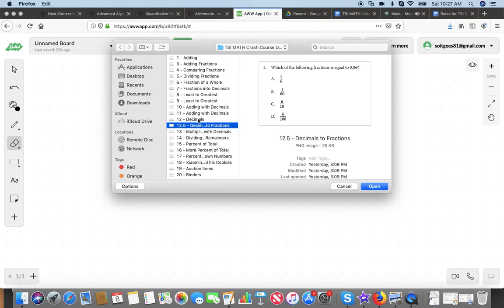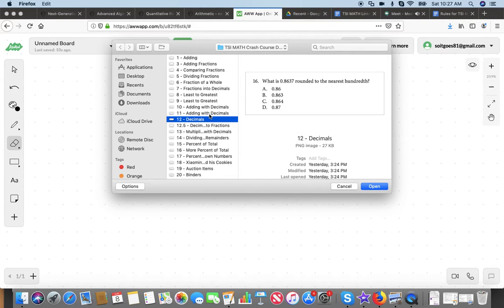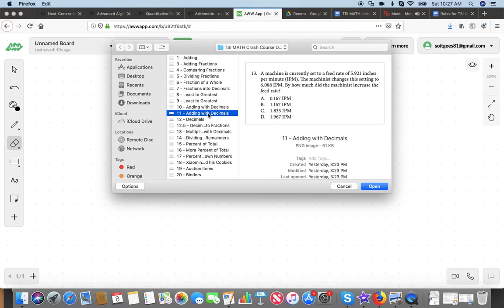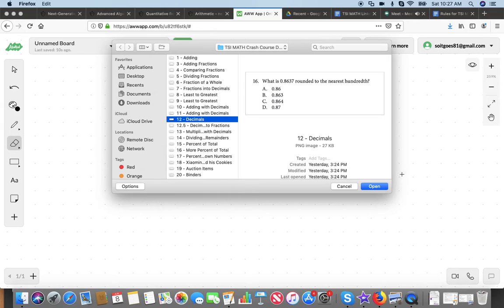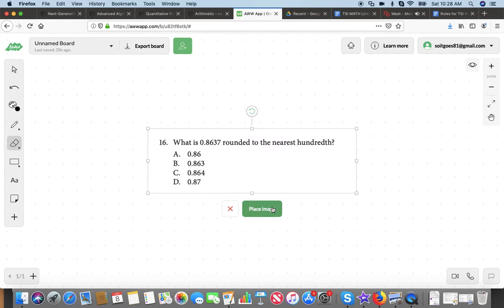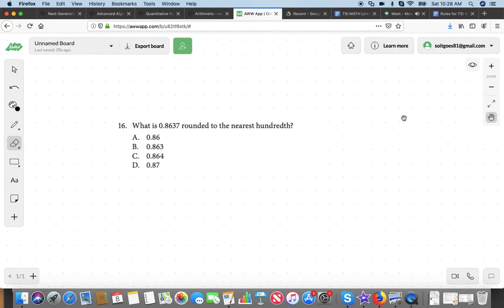Just logic. It does have a lot of math on it, though. Yeah, there are math properties and math concepts. They test you on math concepts, but not necessarily math operations. Okay, go ahead and read number 16 for me, please.